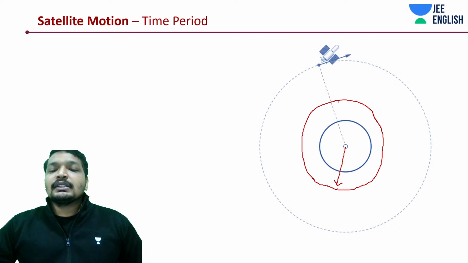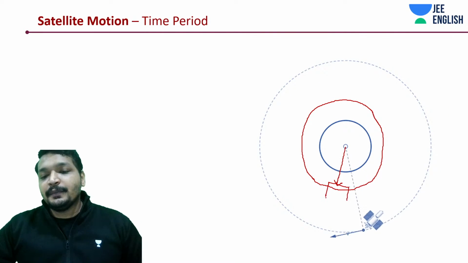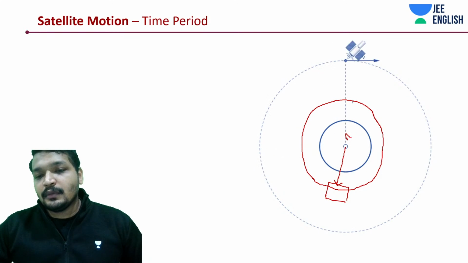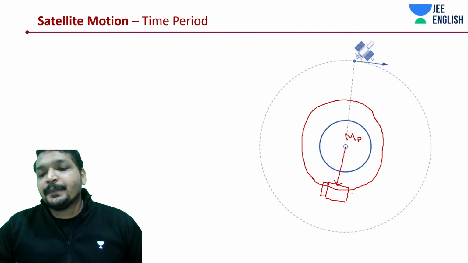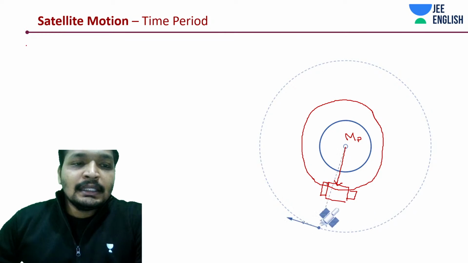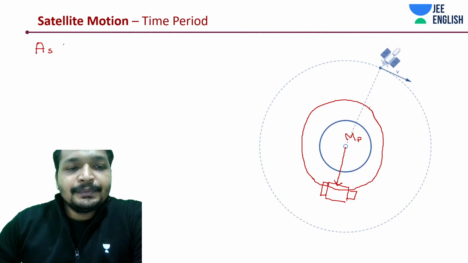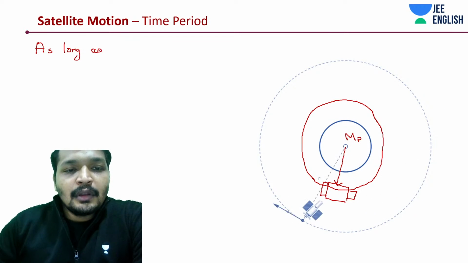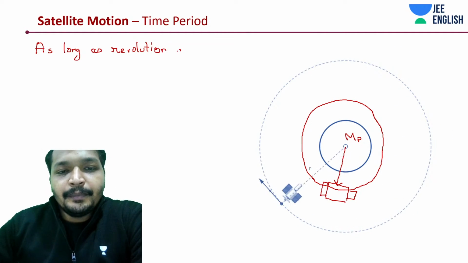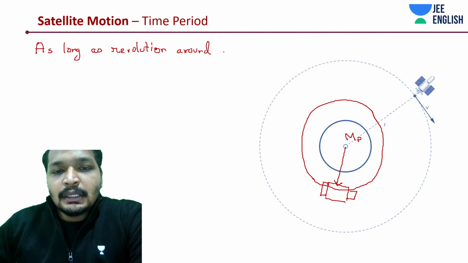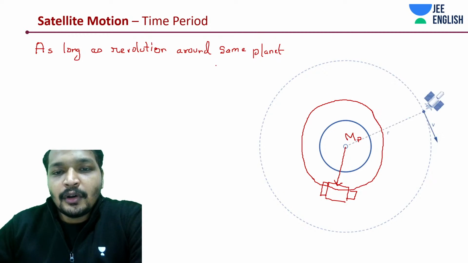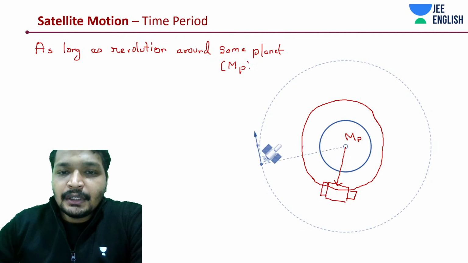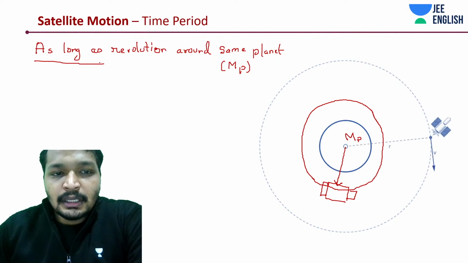What is the other thing? The other thing is going to be your planet mass itself. So now the other thing is, as long as the revolution is around the same planet, or rather should I write it down as MP? That is something that is going to help you remember things better.